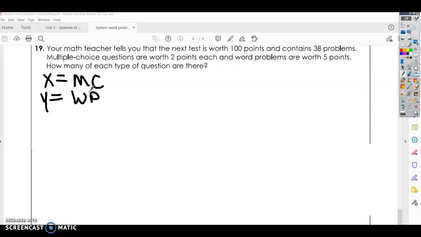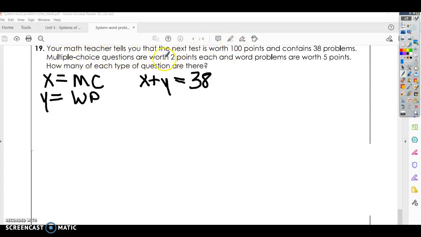Alright, so we have points and we have total number of problems. So first thing we can do is say our multiple choice plus our word problems together equal 38 questions on the test. And then since we know how many points the multiple choice are and how many points the word problems are, we can use that to figure out how to get to 100 points.